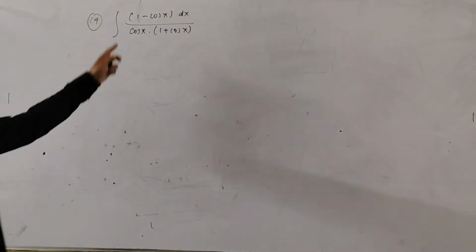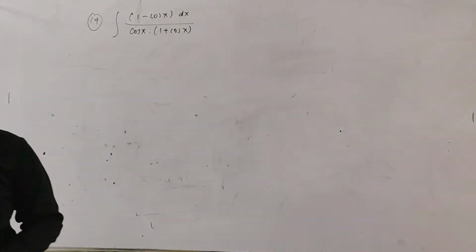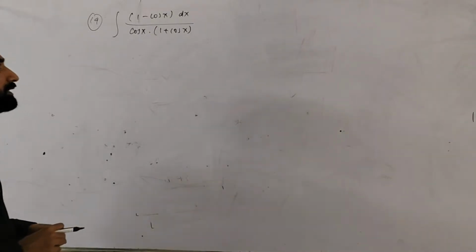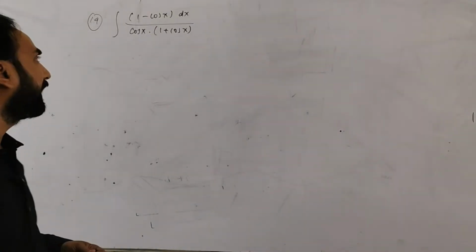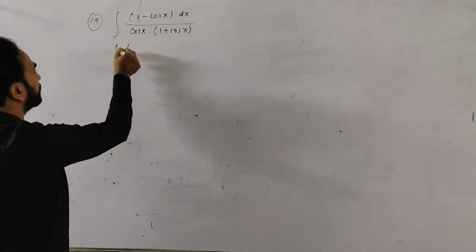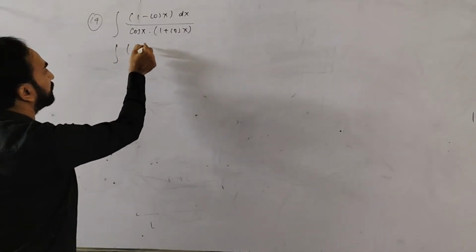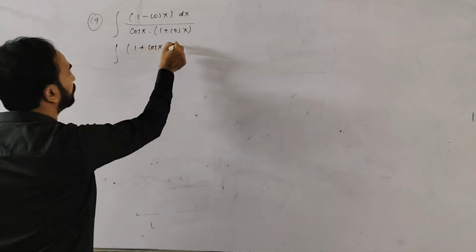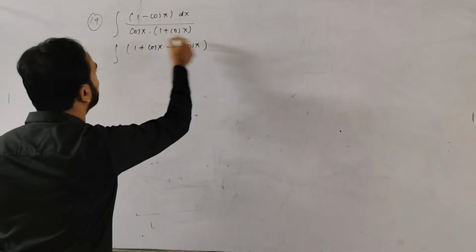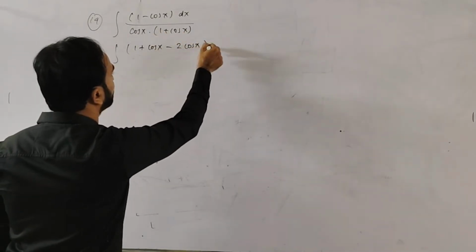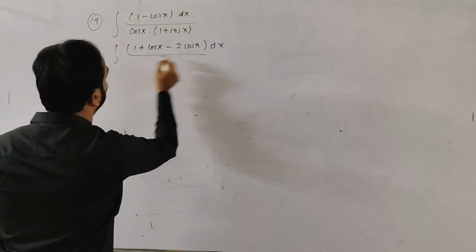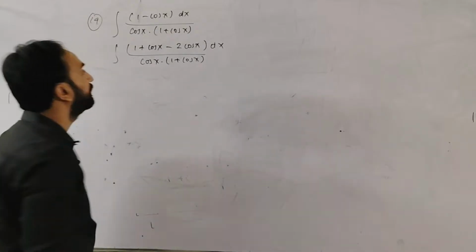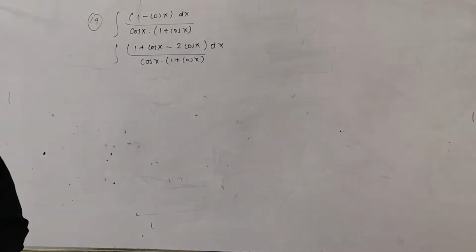Since it is in the numerator, we can see 1 minus cos x. So 1 minus cos x can be written as 1 plus cos x and minus 2 cos x. Okay, it is the same thing, right? Now see the benefit I will get from it, with cos x here and 1 plus cos x here.